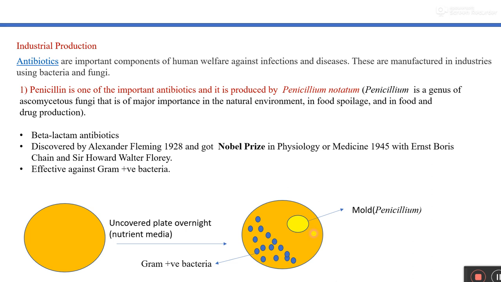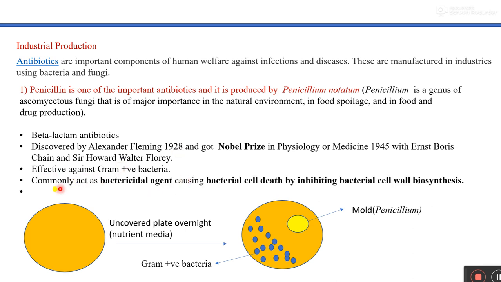And as I already told you earlier, penicillin is generally effective against gram positive bacteria, and it commonly acts as a bactericidal agent, causing bacterial cell death by inhibiting bacterial cell wall biosynthesis. So this is all about the discovery of penicillin by Alexander Fleming.